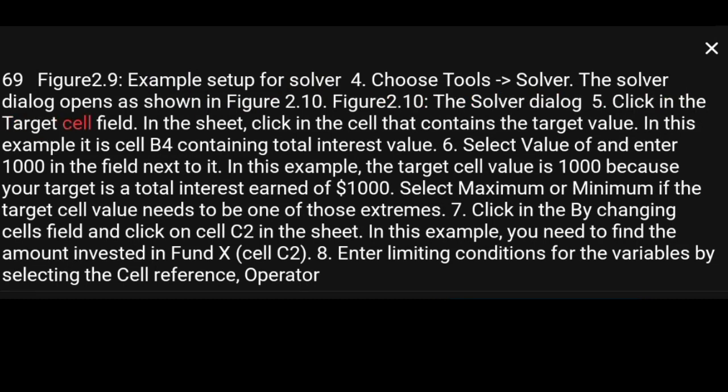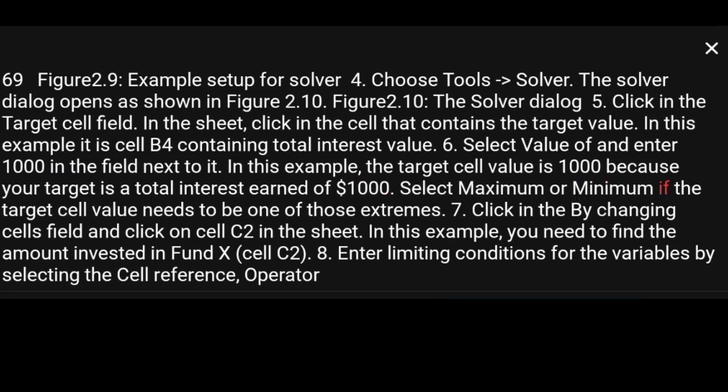5. Click in the target cell field. In the sheet, click in the cell that contains the target value. In this example it is cell B4 containing total interest value. 6. Select value of and enter 1000 in the field next to it. In this example, the target cell value is 1000 because your target is a total interest earned of $1,000.